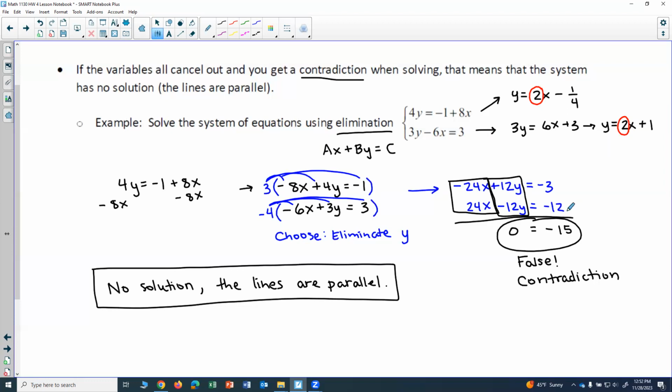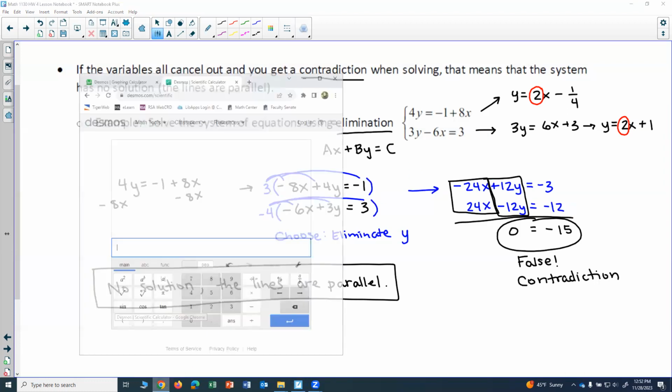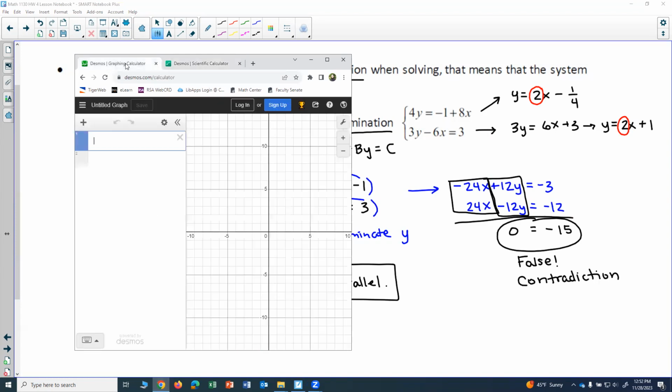Desmos is actually really good at visually checking when you get no solution or infinitely many solutions. What you would do is you would pull up the graphing tool, and you can put in the equations exactly as you see them. So I could put in the first equation as 4y equals -1 plus 8x. And the second equation I could put in as 3y minus 6x equals 3.